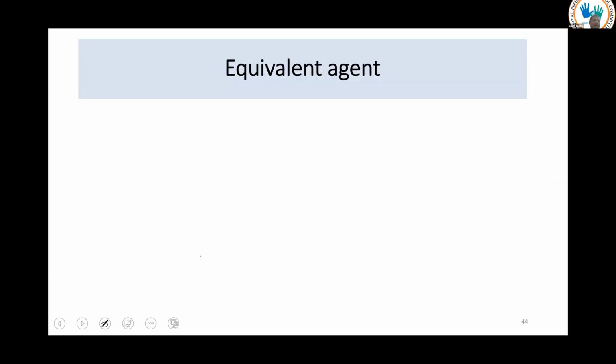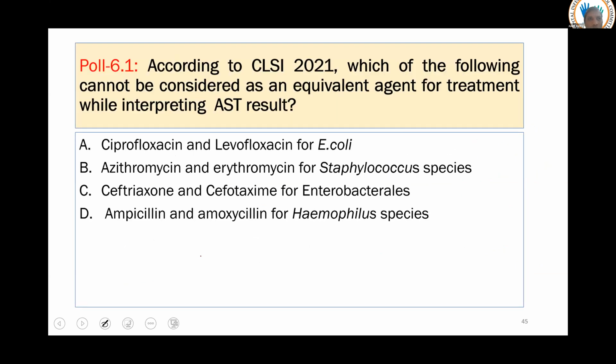Okay, now there are two more concepts: the equivalent agent concept, and the surrogate marker concept. So you have some MCQs. Can you show the MCQ, please, Neeraj? Yes, sir, we are doing the poll. You can show the MCQ.